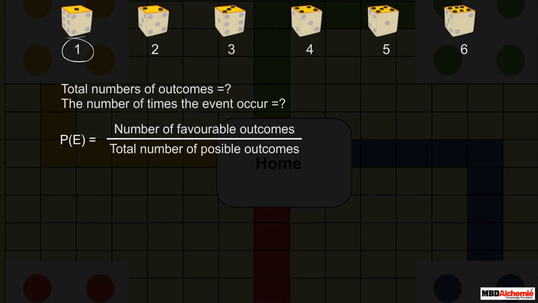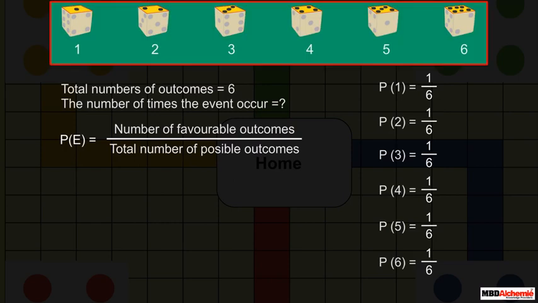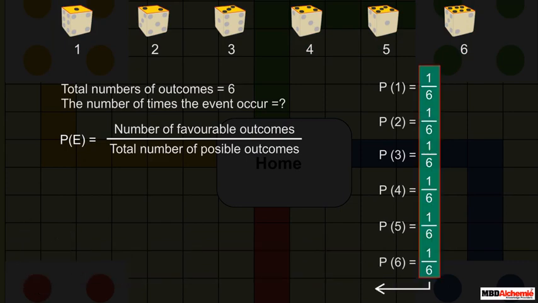There is only one way of getting a number 1, and the total possible outcomes are 6. Here we can say that the probability of getting a number 1 at one throw of dice is 1/6. As there is only one way of getting each number individually, the probability of getting a number 2, 3, 4, 5, and 6 would be the same for all the events, that is 1/6. What can you say about the above, as all have the same probability? These are all showing equally likely events.